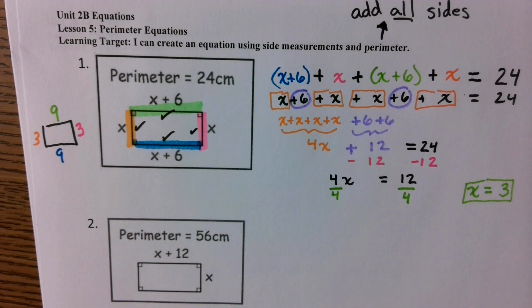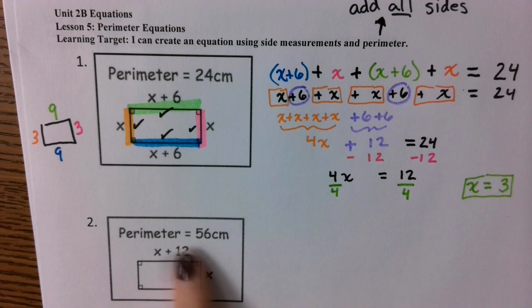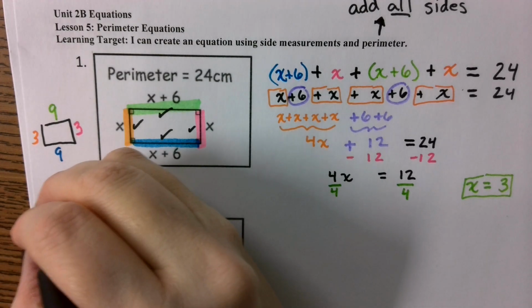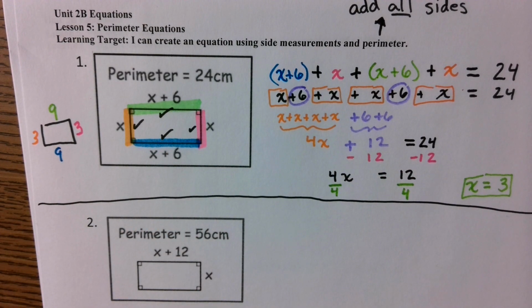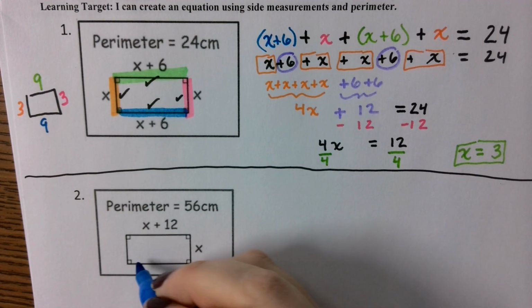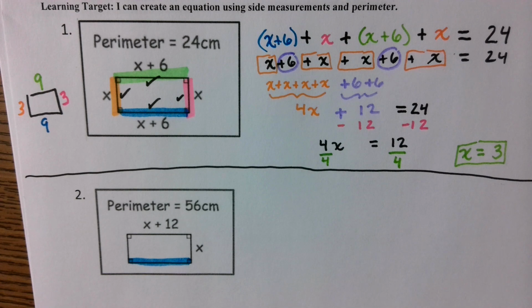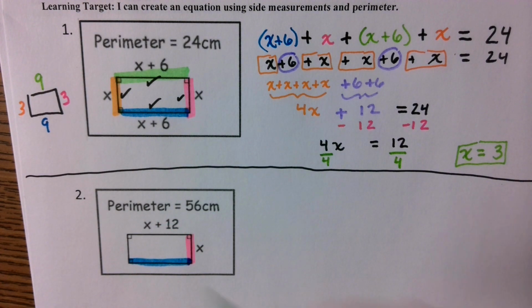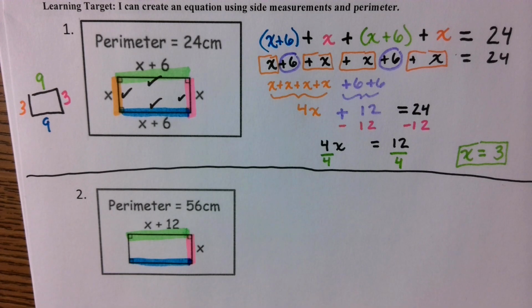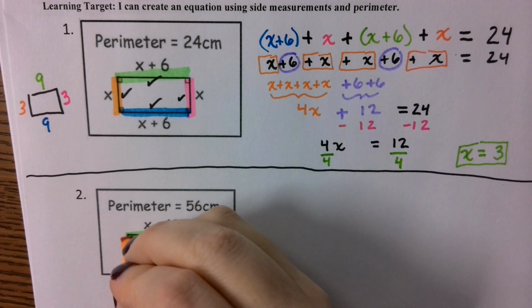All right, let's try another one. Problem number 2. For problem number 2, again, I'm going to go ahead and highlight my sides. I'm going to highlight my bottom side here. I'm going to highlight the right side in pink. I'm going to highlight the top side in my green. I'm going to highlight the left side in my orange.